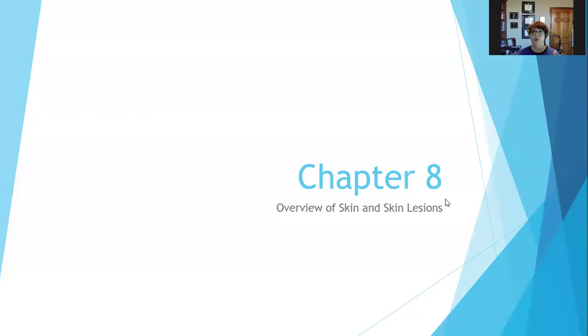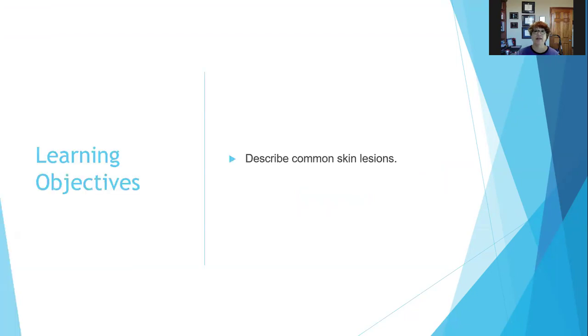So I said earlier in the quarter that we were going to talk about general systems for the whole body, and then we were going to start to get into individual systems. So chapter 8 is really the first chapter where we start to talk about an individual system, and we're going to talk about the skin. And in this first section, we're going to look at an overview of the skin and its normal function, and then we're going to talk about describing some different skin lesions. And the learning objectives for this section are just to be able to describe those different skin lesions.